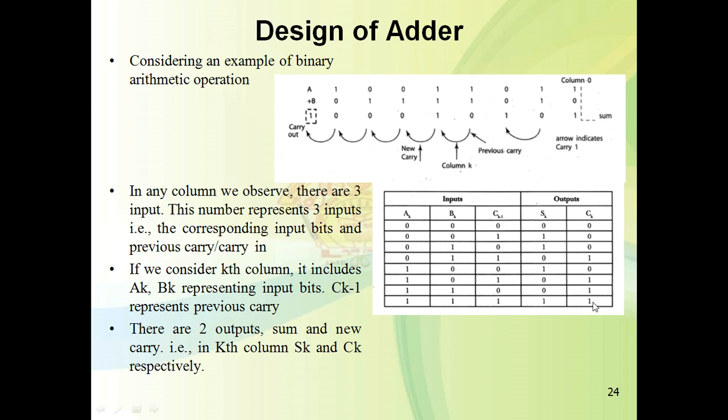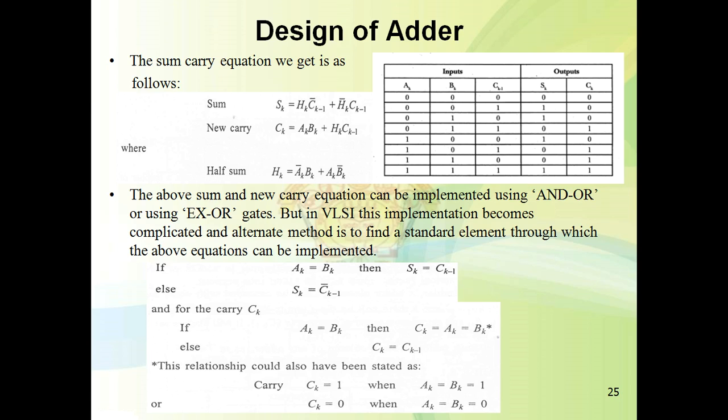Okay, now we'll write one equation for the adder. The sum and carry equation we get is as follows. By knowing this table, we can write the sum and carry equation, that is sum equation sk is equal to hk ck minus 1 complement plus hk bar into ck minus 1, and new carry ck is equal to ak into bk plus hk into ck minus 1.